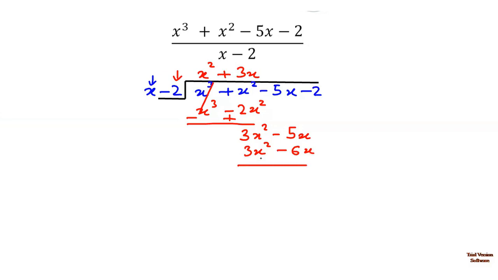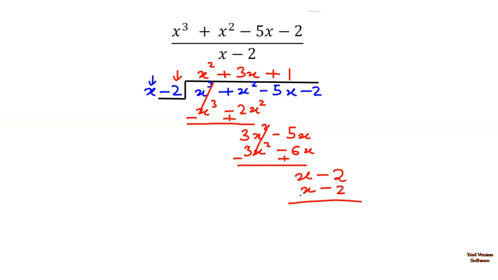Now we're again going to change the sign. This will become negative. This will become positive. So this is cancelled. Here we have x. 6x minus 5x is 1x minus 2. Now the first term is x. We still need to multiply something in this x so that we can get x again. So we'll multiply 1. Not 0, not nothing, 1. Because 1 into x is going to give us x. And 1 into minus 2 is going to give us minus 2.